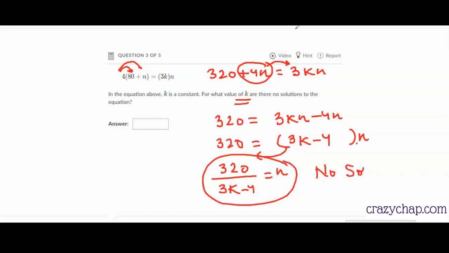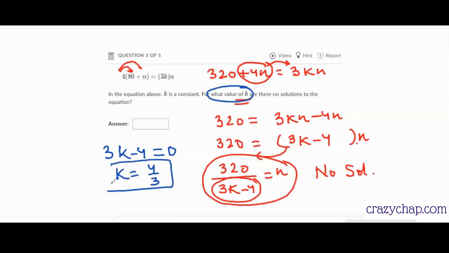Let me change the color. So we are applying 3k minus 4 should be equal to 0. Why am I saying should be equal to 0? Because we don't want any solution for n, right? So to not have any solution for n, the denominator should be equal to 0. So solving for k, because we had to find the value of k, k is equal to 4 over 3. That is the easy solution. So my answer should be 4 over 3 is the correct answer.